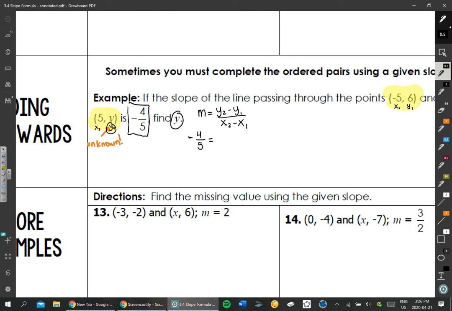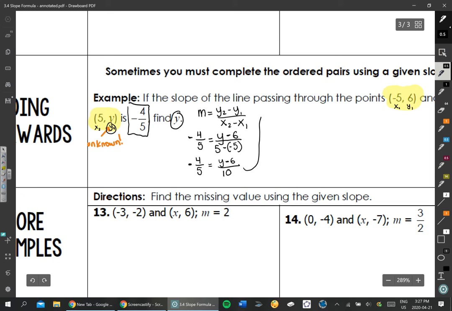So again, y2, I don't know what it is. It's my unknown. But I do know what y1 is. y1 is 6. x2 is 5, and x1 is -5. So we get that double negative. Now let's be careful. Let's leave our left-hand side alone for now. It's still -4/5. Let's leave our top, and let's simplify our bottom. So again, that becomes 5 plus 5, which is 10.